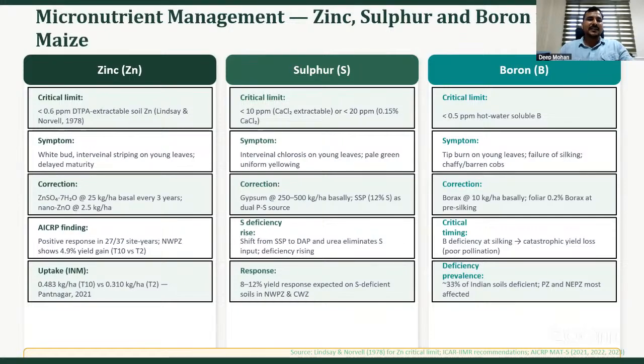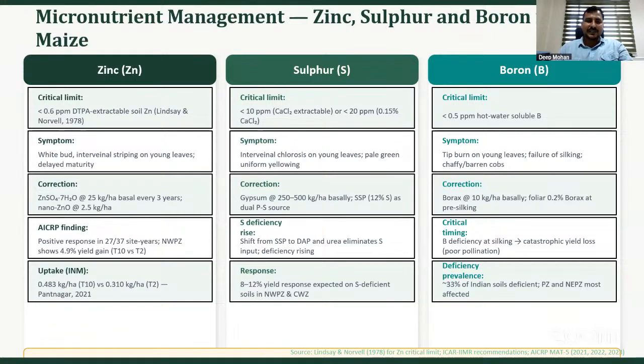The recommendation is zinc sulfate heptahydrate. Apply 25 kg per hectare. And then the next most deficient nutrient is sulfur. Sulfur is very difficult to diagnose because it's very similar to nitrogen deficiency. Nitrogen deficiency occurs in the lower and older leaves. Sulfur deficiency happens in the younger leaves.